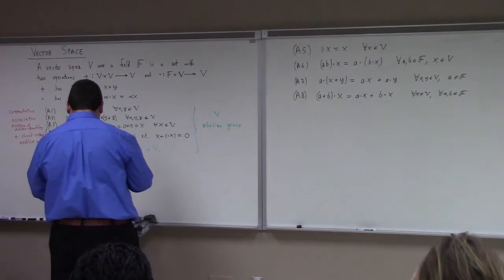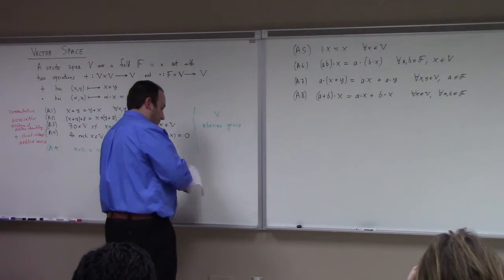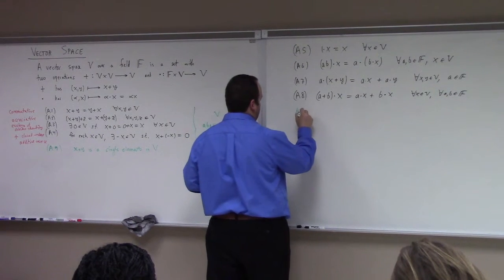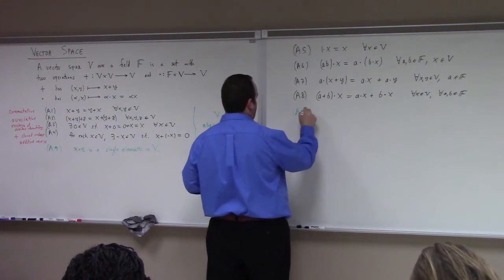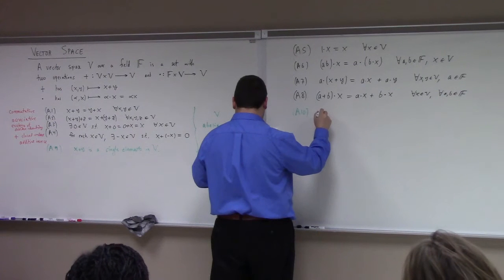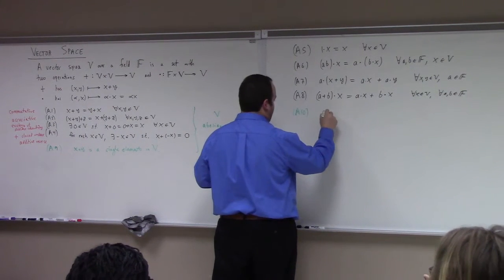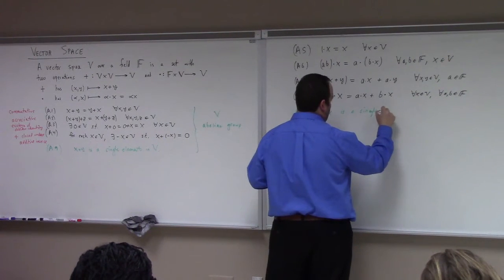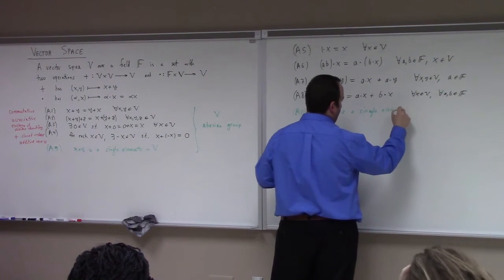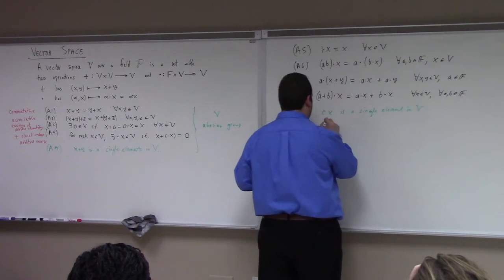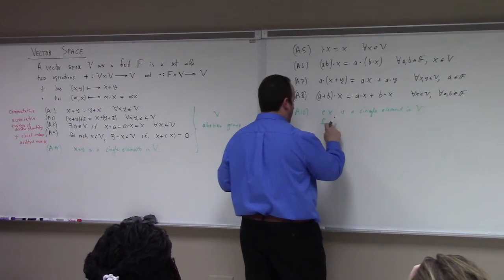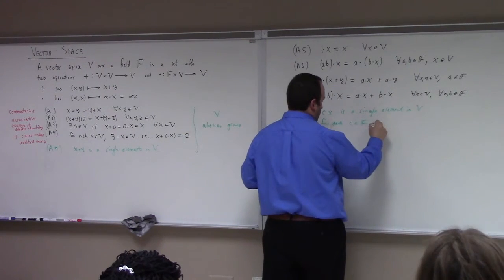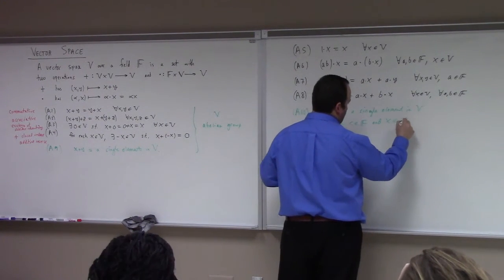One more axiom to go, and then I'll stop with this axiom business. Axiom 10 is that C times x is a single vector, a single element in V, for each C in the field and x in the vector space.